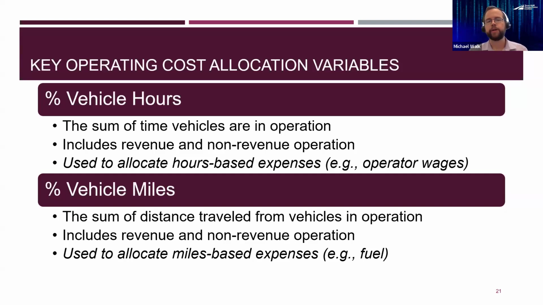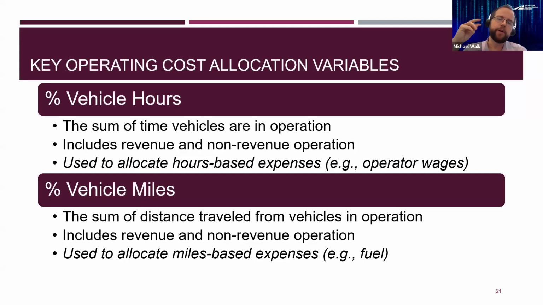In the cost allocation calculator, there are two key variables that are used to do that allocation. The first is vehicle hours. So vehicle hours, if you're not familiar with the concept, this is essentially the sum of time that your vehicles are in operation. This includes revenue operation and non-revenue operation, excluding hours not related to transit service, right? So maintenance, testing, or something like that. So these are your vehicle hours, and this is our key allocation variable to allocate hours-based expenses. That is, expenses that you have as a transit agency that are driven mainly by the number of vehicle hours that you operate. A great example of this is operator wages.